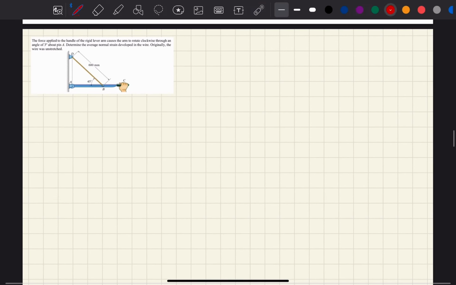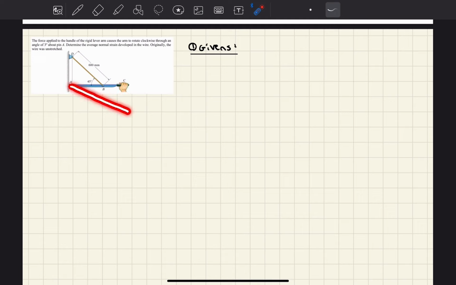Okay, so we are immediately given the change in angle relative to A. When this guy pushes or pulls this bar down, it will rotate clockwise 3 degrees relative to A, so we're just going to call this theta, right? So that's our first value that we're given. So theta is equal to 3 degrees about pin or point A, so about A.